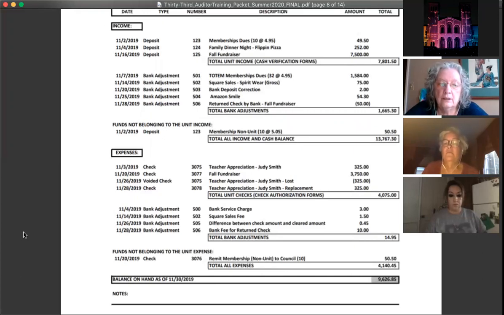And then these are, I tried to use a variety of bank adjustments. A lot of units use Totem. This is where you would post Totem, or you would make sure that the treasurer posts Totem under income as a bank adjustment. And it would be nice to have a sequential number for those bank adjustments. I know in PTA Easy, they do have a sequential number. And even on your cash verification forms, it may not call for a number, but I really like seeing a number so that we know that things are not skipped.